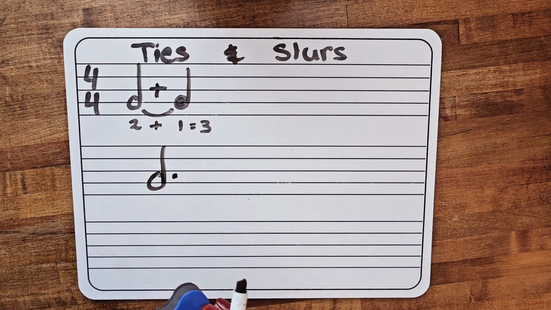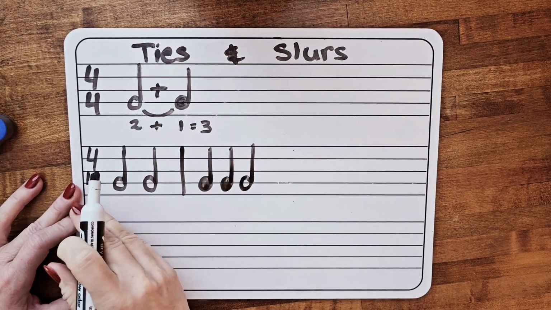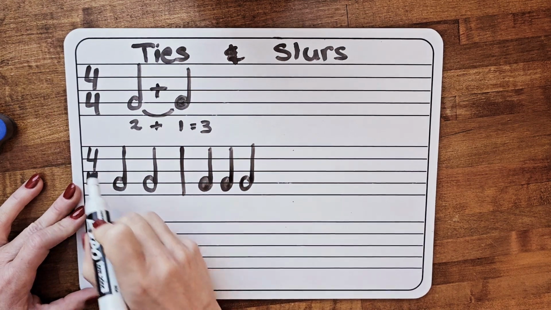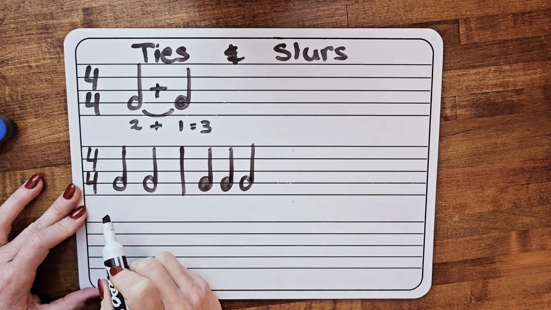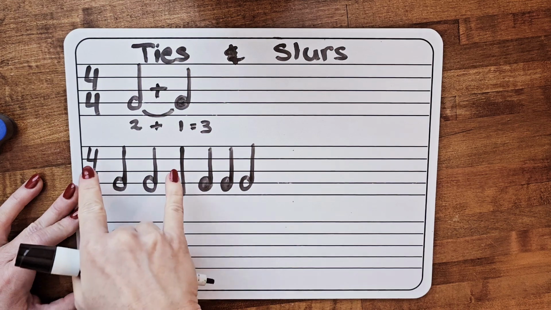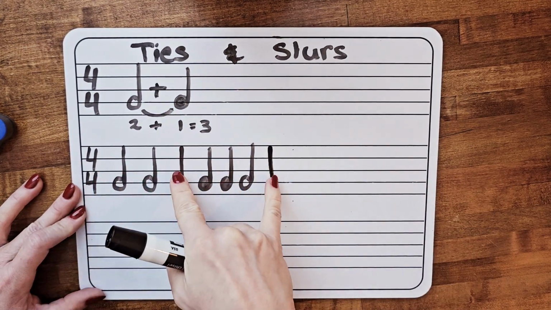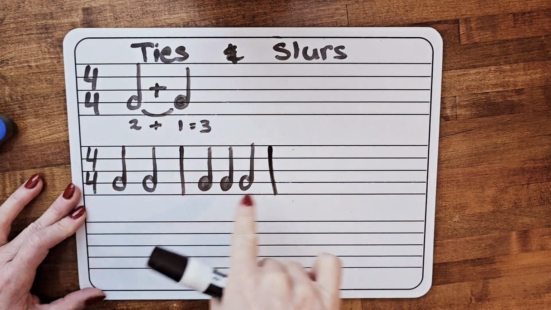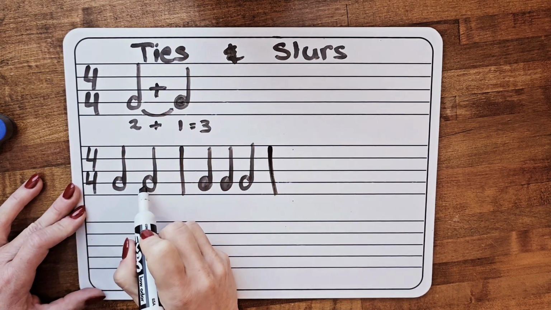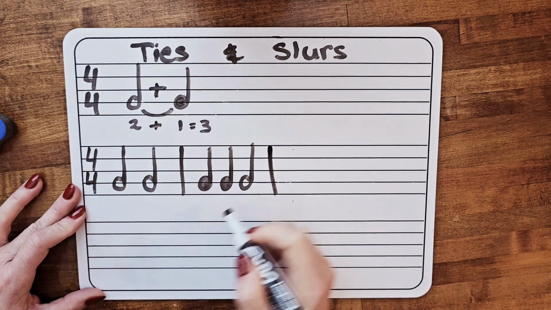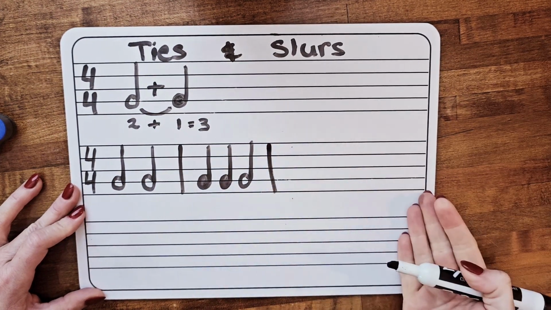Well, I'll show you. Let's say that you are in a piece of music and you have 4/4 as your time signature. So that means that each measure, between each bar line, you're going to need to make sure that this adds up to 4. So 2 plus 2 equals 4, bar line. 1 plus 1 plus 2 equals 4, bar line, and then so on.